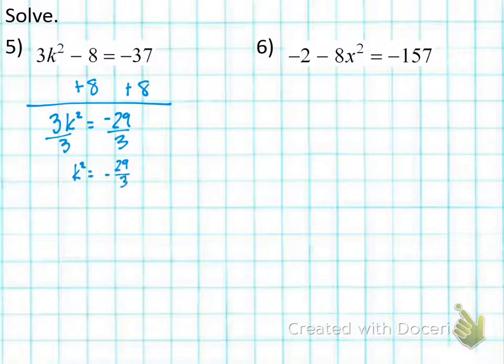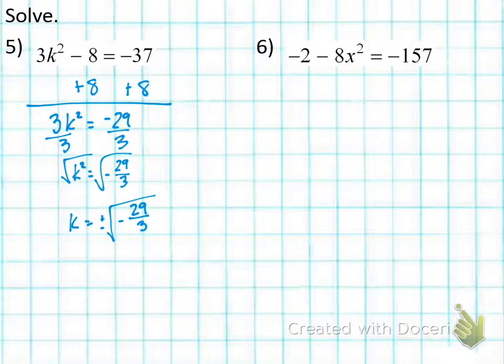Can I simplify that at all? No. Okay. What do I do next? Square root, right? So k is equal to positive and negative rad negative 29 over 3. Okay. What happens when you have a square root of a negative? Why don't you turn to your neighbor and try to recall what you're supposed to do with a negative sign. Ready, go.